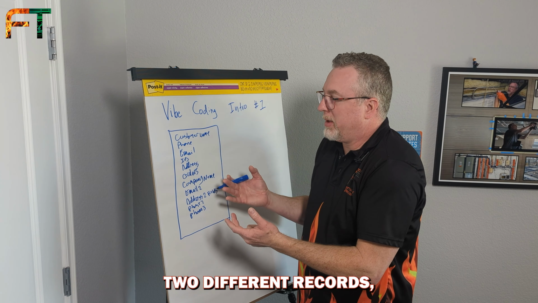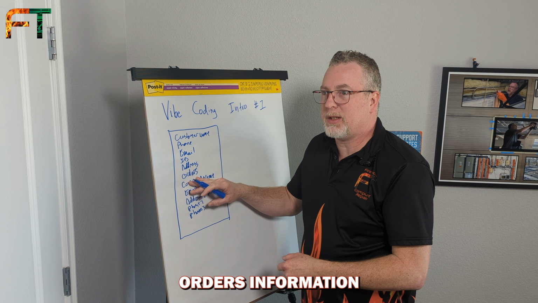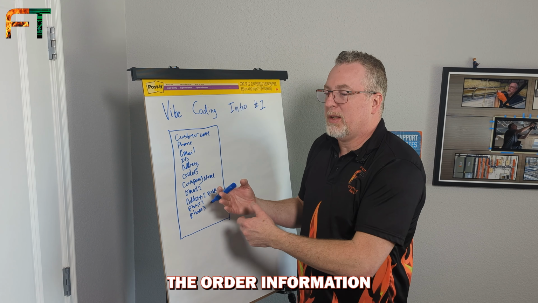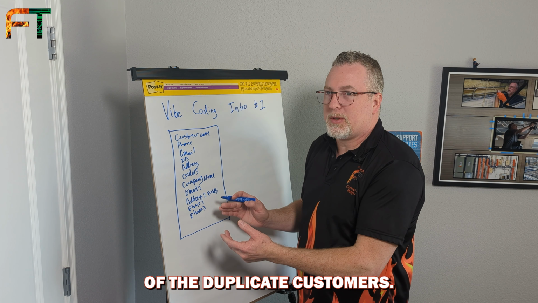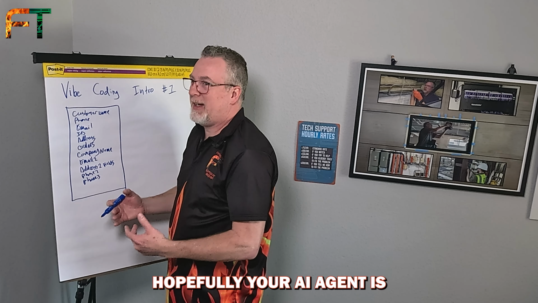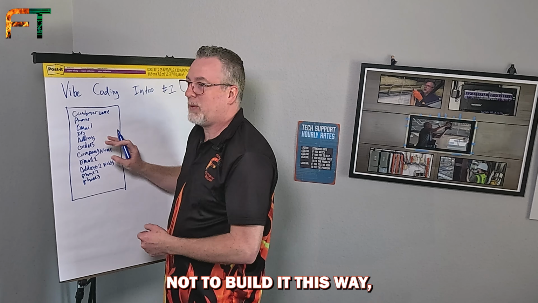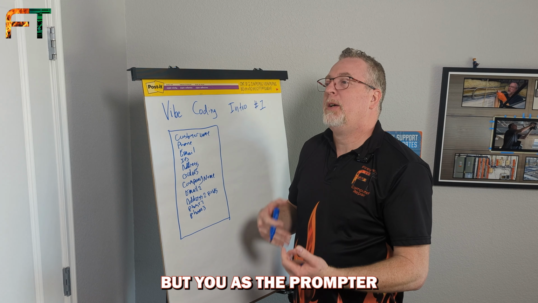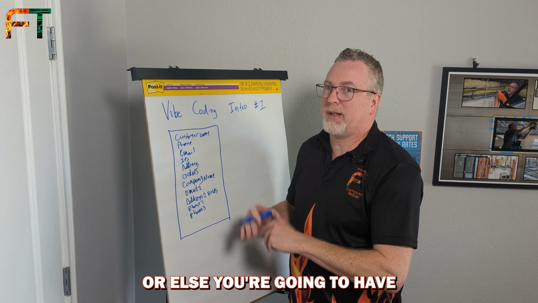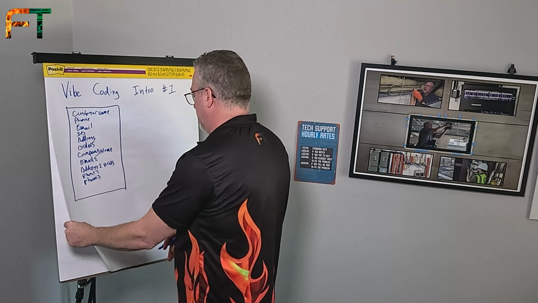So when you've got two different records, you might say, well, I'll just delete this one record. Well, if you have your orders information in this record, then you're losing the order information to get rid of the duplicate customers. So this is not the best way. Hopefully, your AI agent is smart enough to know not to build it this way, but you as the prompter need to make sure that this is not happening on the front end, or else you're going to have a lot of problems on the back end. So what's the better way?